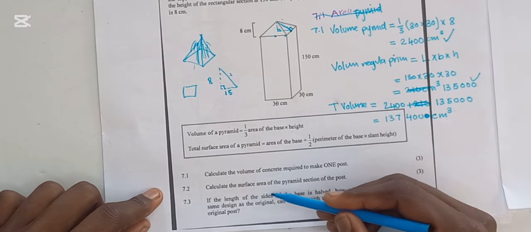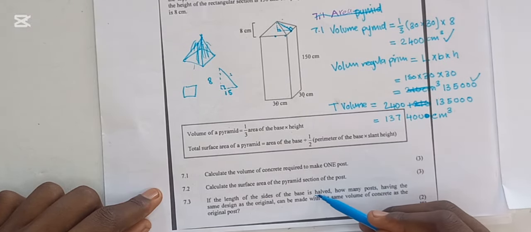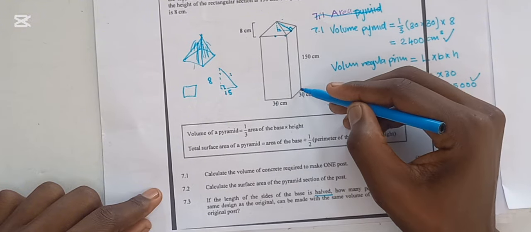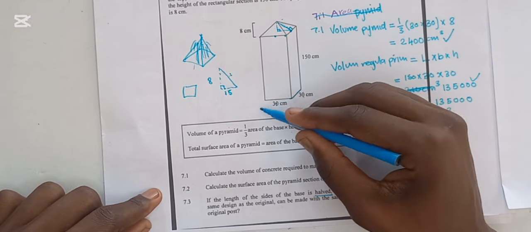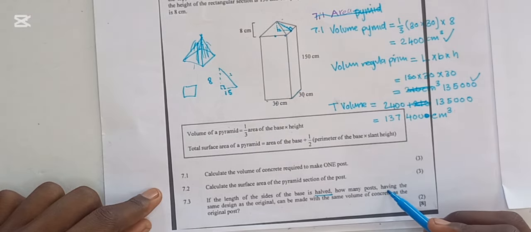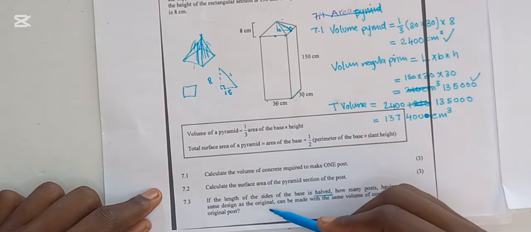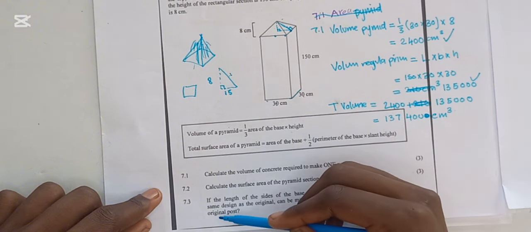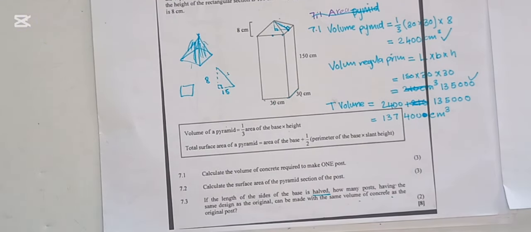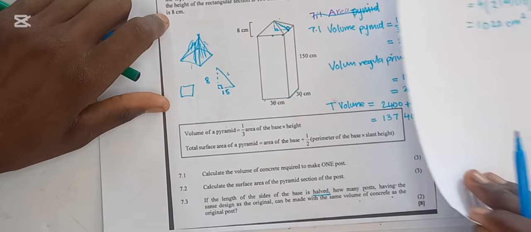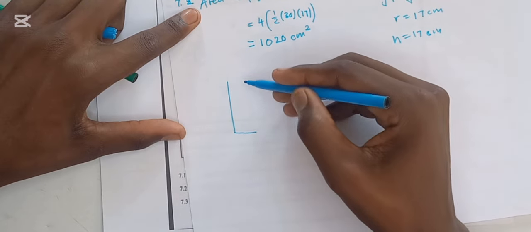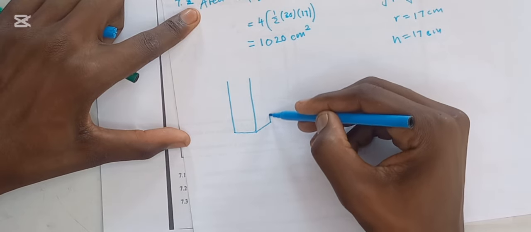They say if the length of the side of the base, which is a square, is halved, how many posts having the same design as the original can be made with the same volume of concrete as the original post? This question can be a little bit confusing, but it's very easy. For now, let me redraw this rectangular prism here so maybe you can see it.